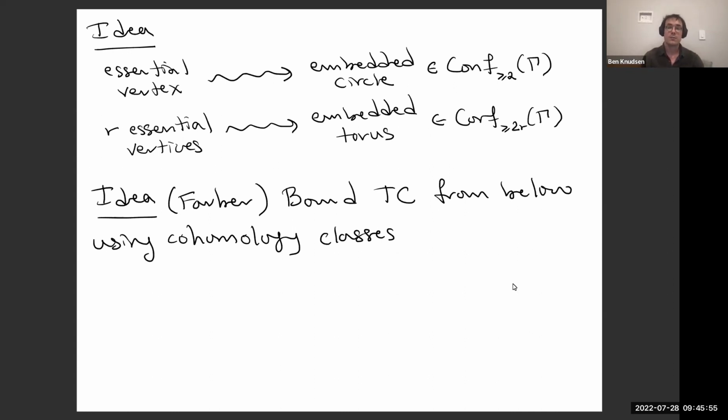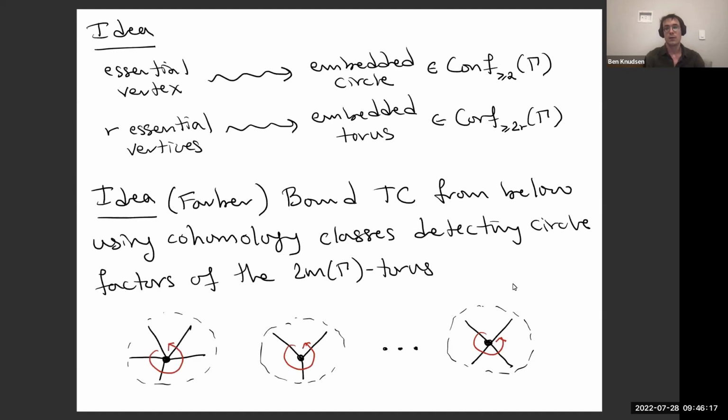Farber's idea is to bound the TC from below using cohomology, which in the classical story about TC is kind of the only game in town. And the way that we're going to use cohomology is we're going to try to detect this torus. So the torus has dimension, if I use all of the essential vertices of the graph, m of gamma, the number of essential vertices. And that's the dimension of the configuration space by Sviakovsky's theorem.